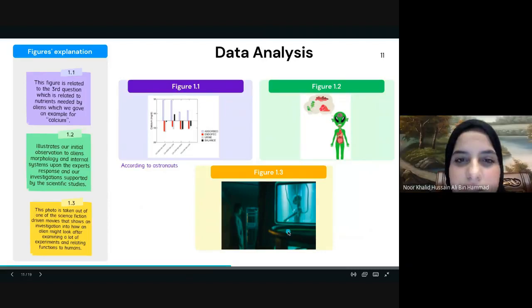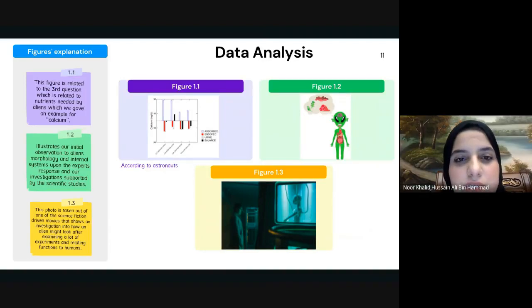As for the data analysis, we have several figures that we discussed throughout the research. The first figure is related to the third question that will be discussed, which is related to the nutrients needed by the aliens, for which we gave calcium and sodium as examples. The second figure describes our initial design and observation of aliens' morphology and their internal systems upon the expert responses, and our investigations supported by scientific studies.